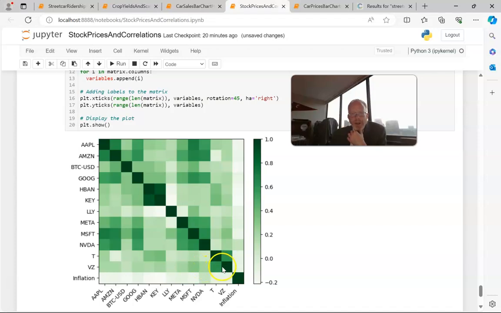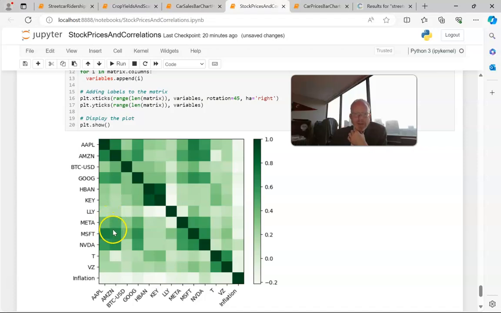But then we look at ones that aren't very correlated. So AT&T and Amazon. AT&T pays a big dividend. Amazon pays no dividend. Amazon is more focused on stock price appreciation, whereas AT&T is focused on the dividend payout. So not a lot of correlation there.